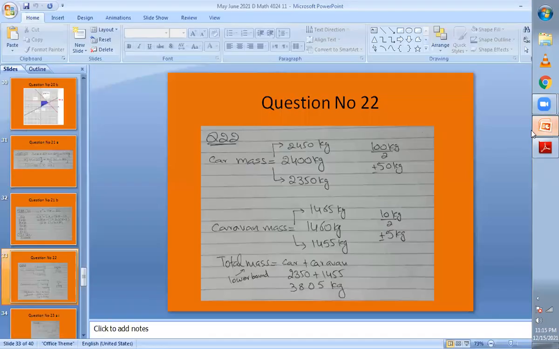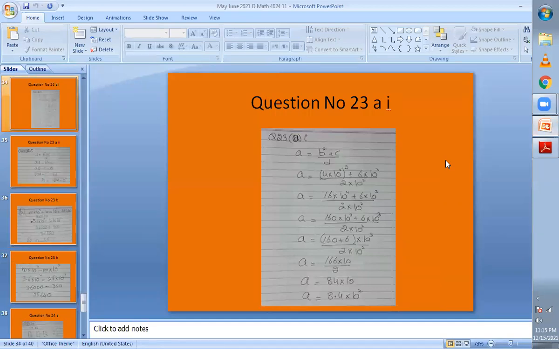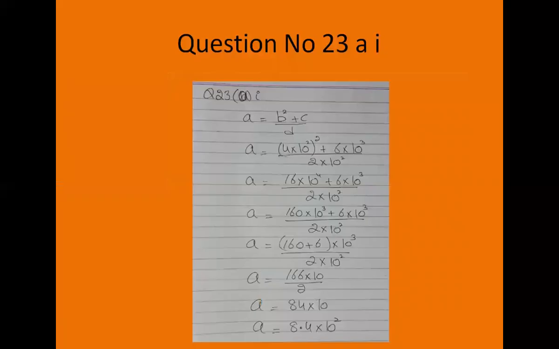It's a 3-mark question, a very simple and straightforward question. So let me show you. So A is equal to B square plus C divided by D. So B value is 4 times 10 to the power 2, squared, plus 6 times 10 to the power 3, divided by 2 times 10 to the power 2. So when you square, 4 square will be 16, and 10 square will be 10 raised to power 4, plus 6 into 10 to the power 3 divided by 2 into 10 to the power 2. Give this 10 to this, and it will become 160. The power will become 3.